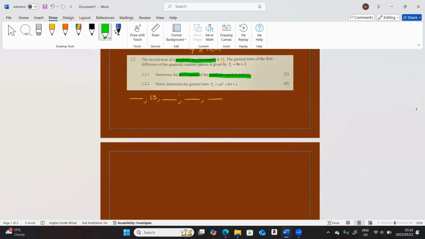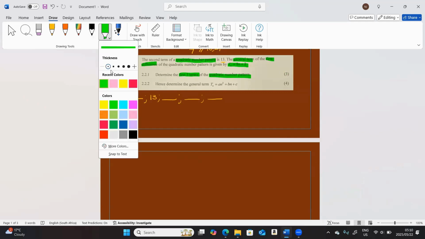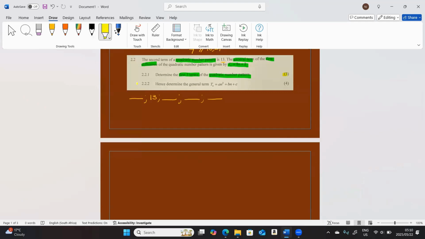The general term of the first difference of the quadratic sequence or pattern is term n equals 8n plus 2. So these 3 marks, it's green. You should get it. I'm going to show you why. Or wait, no, let's not make it green. Let's make it yellow because it wasn't asked straightforward. So this is yellow. Okay, perfect. It wasn't asked straightforward. You had to think about what you know about your quadratic number pattern.